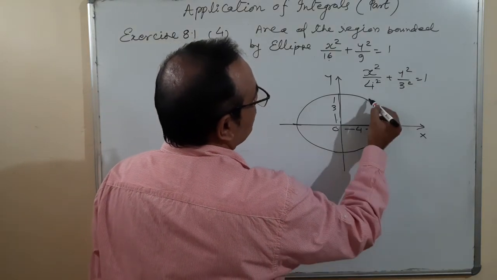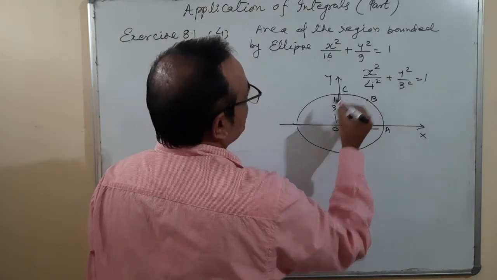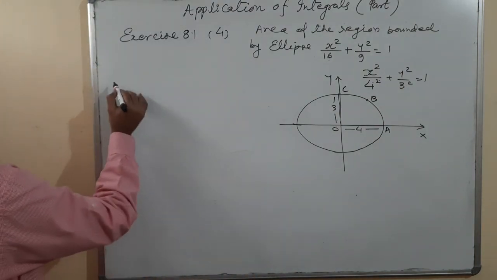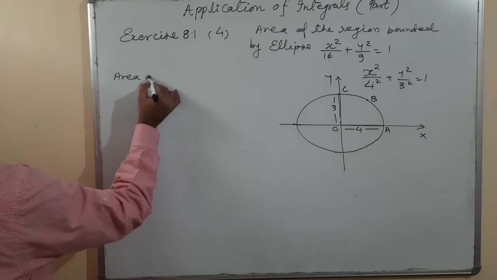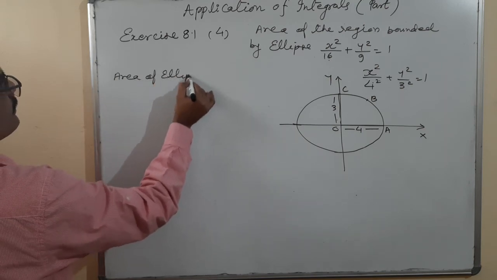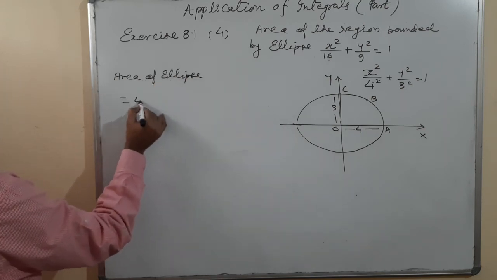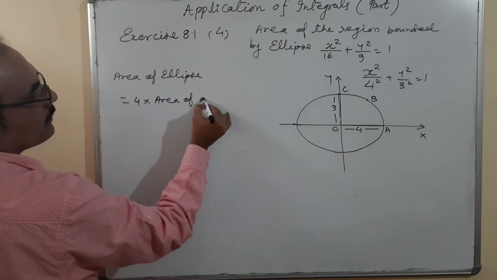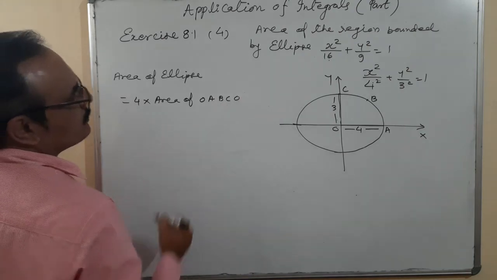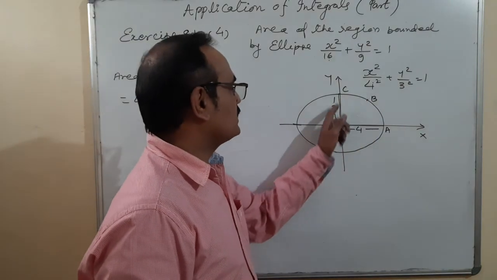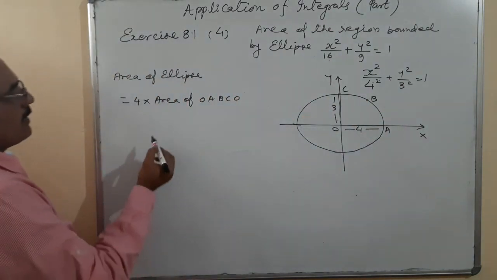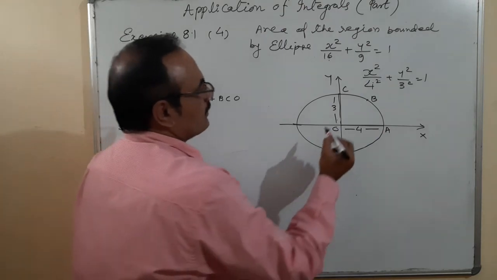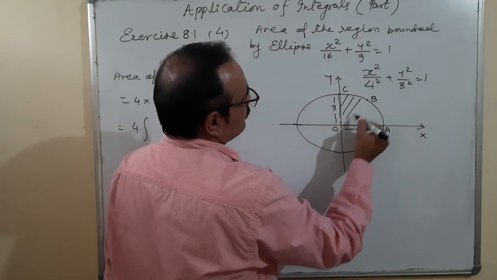O, A, B, C. We'll use this term. Okay. So I'll find here the area of ellipse is equal to 4 multiplied by area of OABCO. We'll use like that. OABCO, complete area. Okay. 4 area of OABCO. And now let's look at here. We are going to find area of this.